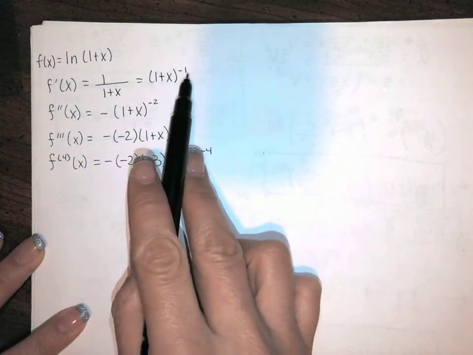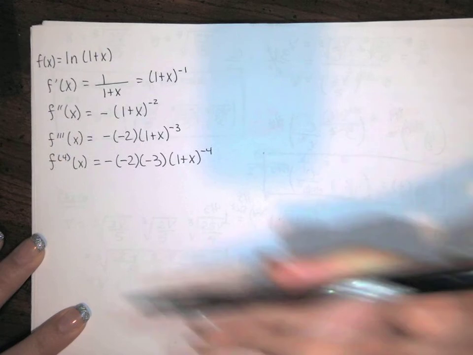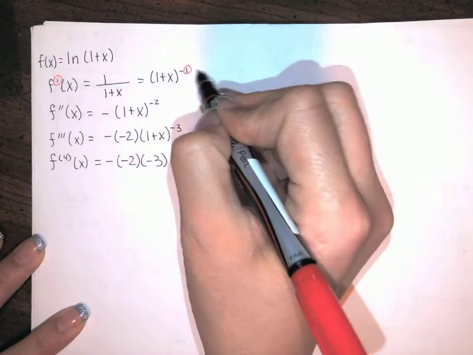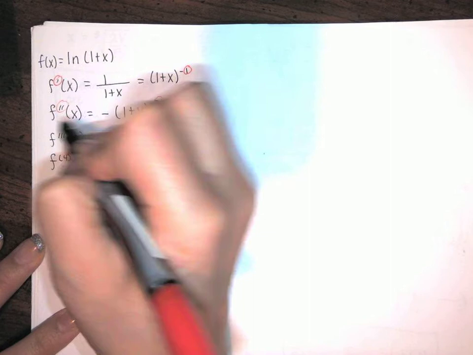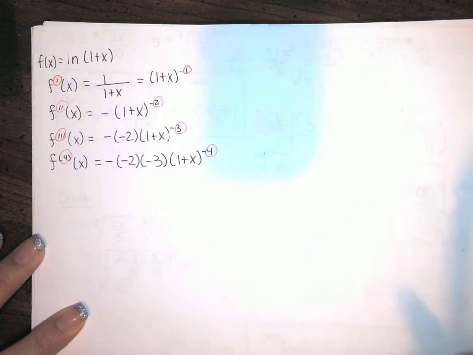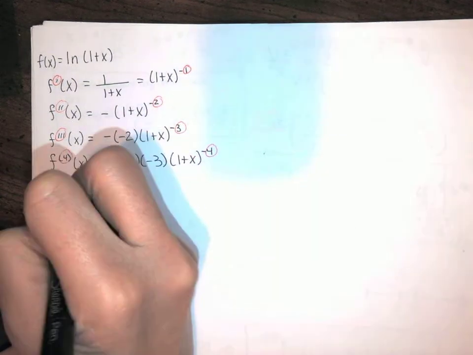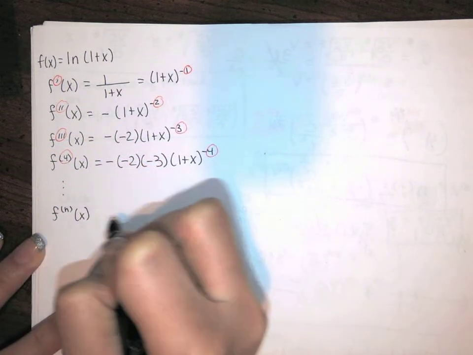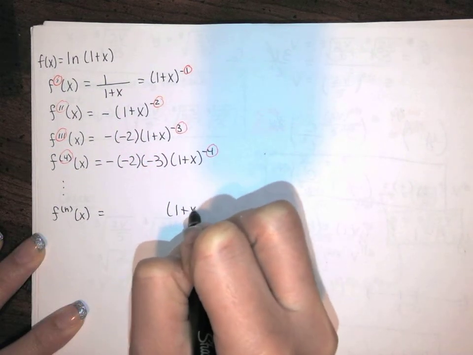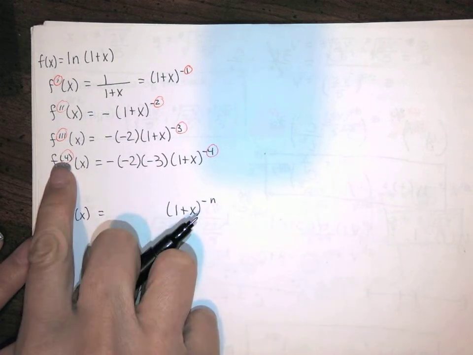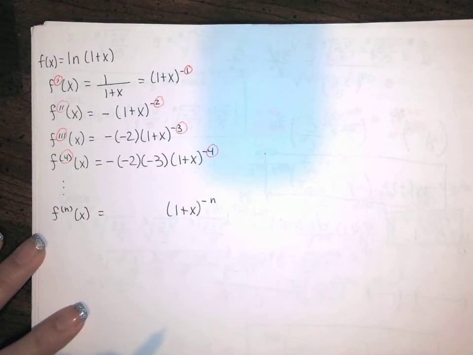When it's the first derivative, that power is the same as the order of the derivative. That's the first derivative, that's a 1. That's a second derivative, that's a 2. That's a third derivative, that's a 3. That's a fourth derivative, and that's a 4. But they're all negative. So for the nth derivative, we'll have a 1 plus x to the negative n, because the order of the derivative and that exponent match.